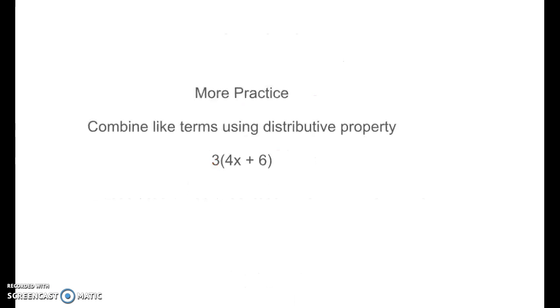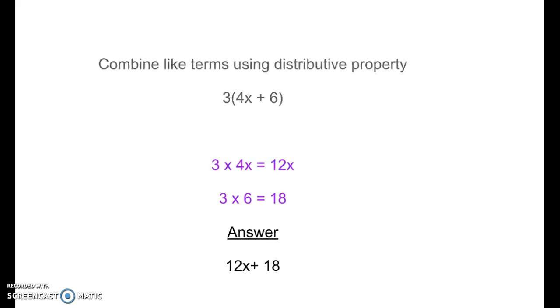Okay, so here's another practice one. Combining like terms using the distributive property. See if you can do this one on your own real fast. You can write it down or you can do it in your head. All right, so let's take a look. If we take 3 times 4x, that's going to be 12x. And then 3 times 6 is 18. So the answer to this question is 12x plus 18.